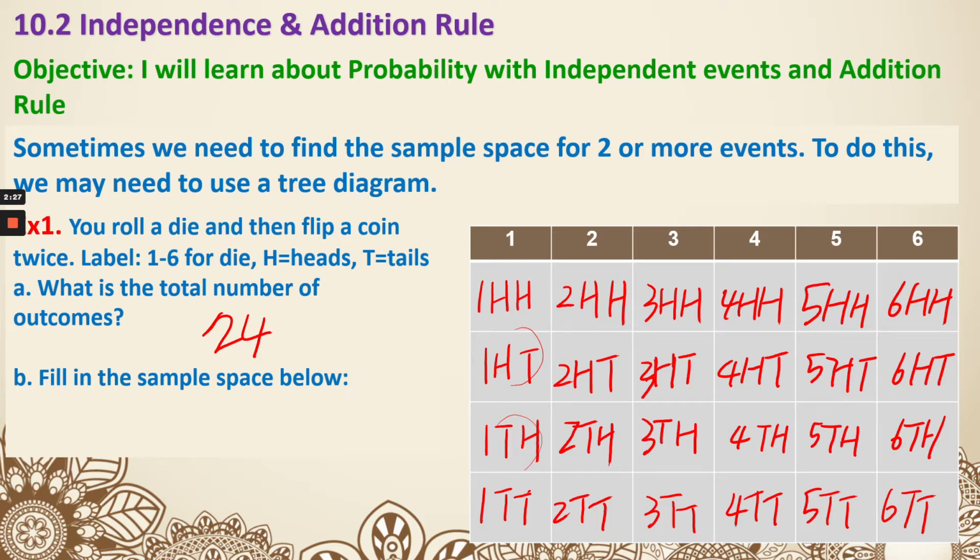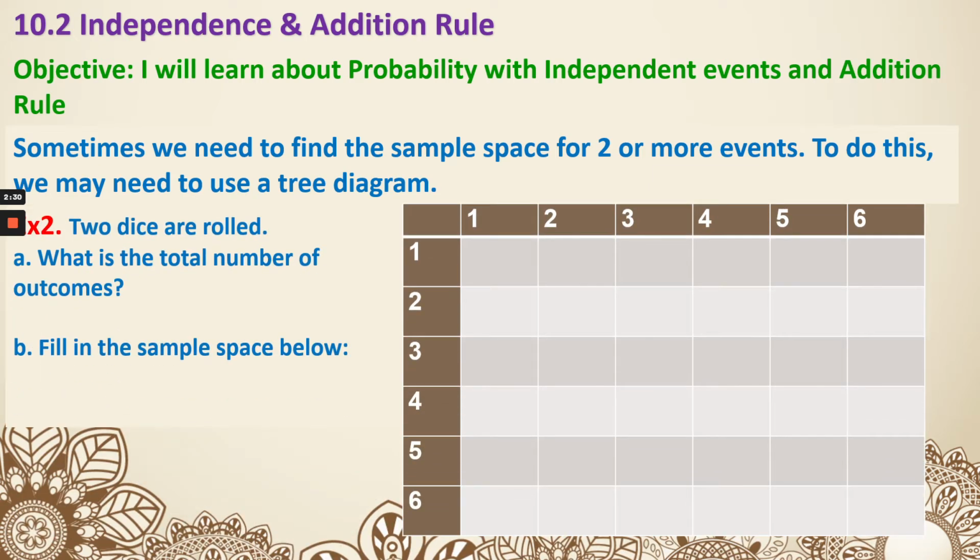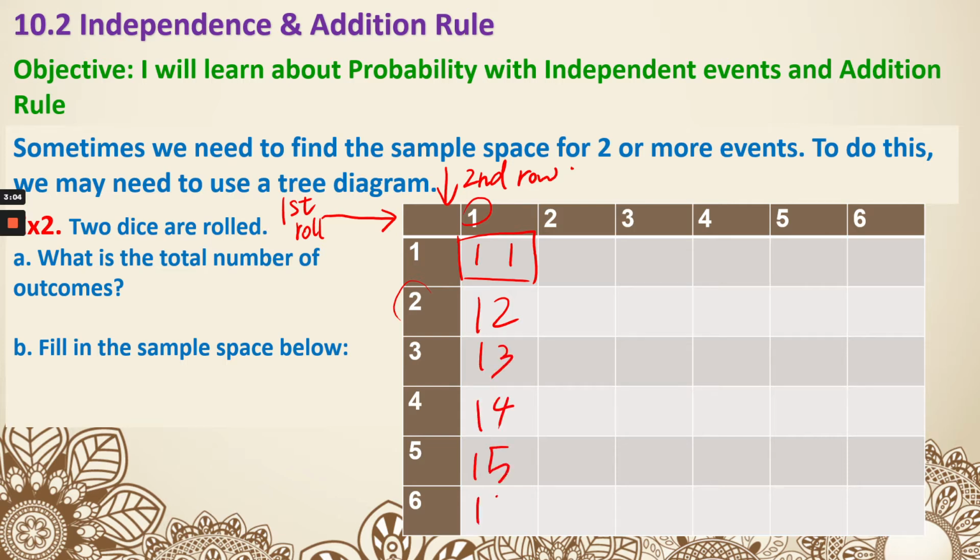That's example 1. Now let's have a look at another example. This time we're rolling 2 dice, and it's asking the total number of outcomes. We're going to fill the sample space below again. Let's call this first row our first die, and this vertical column our second die. So this space means our first die is a 1, and our second die is also a 1. In this space, our first die is still a 1, but our second die is a 2. Same thing, 1, 3, 1, 4, 1, 5, 1, 6.